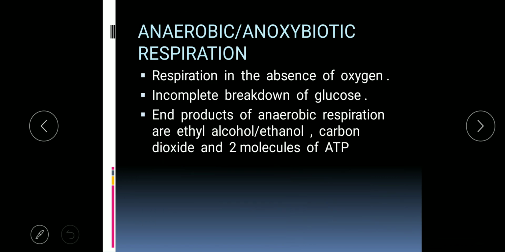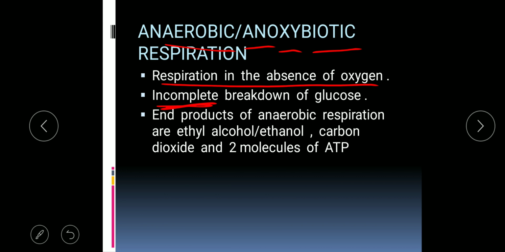Now the other type of respiration on the basis of requirement of oxygen is what? Anaerobic respiration, which is also known as anoxybiotic respiration. Without oxygen, the respiration occurring in living organisms is known as anoxybiotic respiration. Respiration which occurs in the absence of oxygen is known as anaerobic respiration or anoxybiotic respiration. In this type of respiration, there will be incomplete breakdown of glucose.